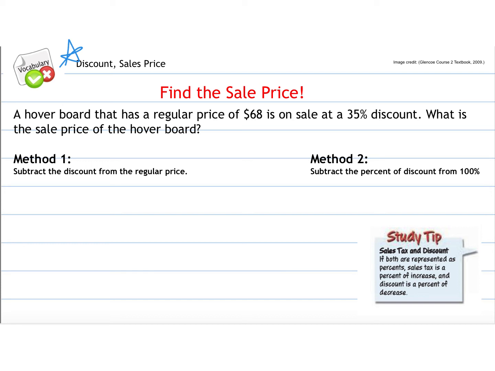So first method, figure out what 35% of that is. So turn this to a decimal, 1, 2. So we're going to take the item and we're going to multiply by 0.35. Okay, so 68 times 0.35. Do that on my calculator. I am going to be saving $23.80. But that's just what the discount is.